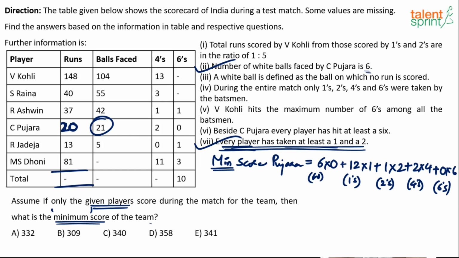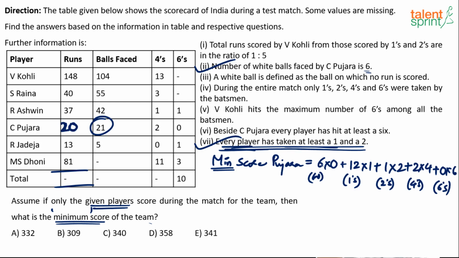Getting it? Yes or no? 6 dot balls, 12 singles. So 6 plus 12, 18 balls. 18 plus 1, 19. 19 plus 2, 21. You getting it? This 21 should be balanced. Number of balls faced by Pujara is 21.